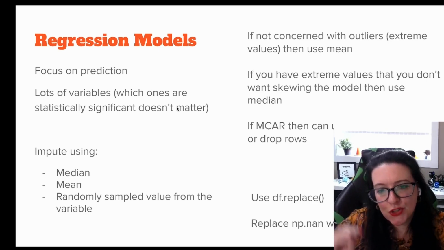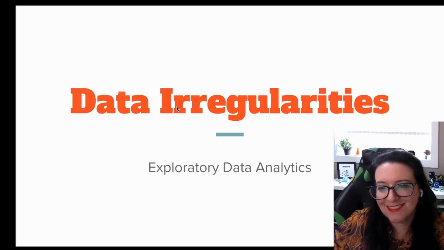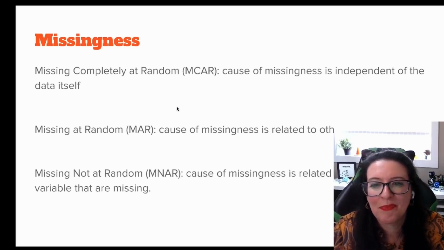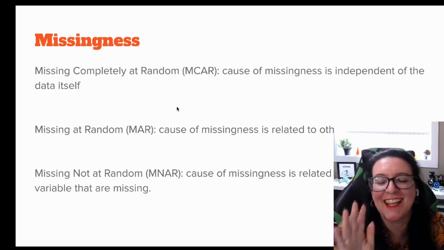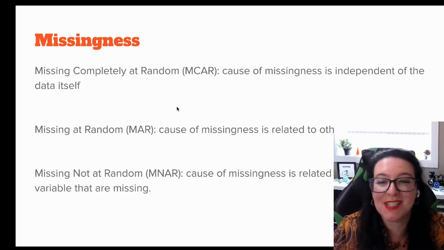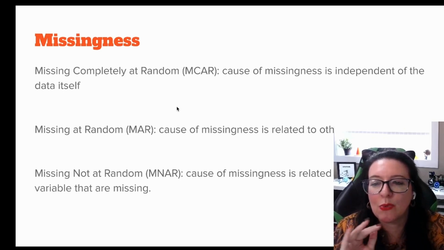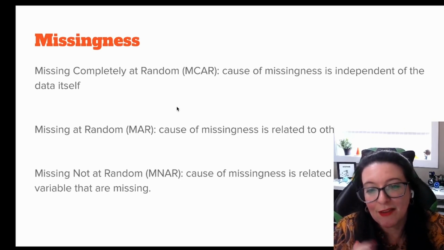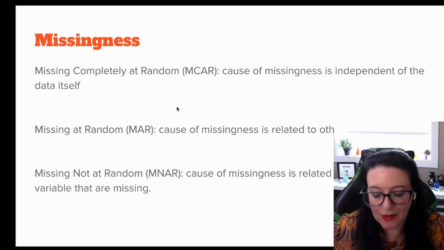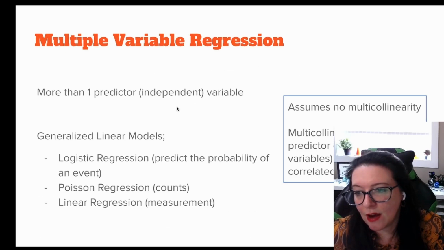If you are certain that you have MCAR, so just to go back to the different types of missingness, if you are confident that your missingness is independent of the variable that has the missing information, and the variables that are being used in the model that don't have the missing information, if you're certain that the reason it's missing is not related to any of those, so missing completely at random, then you can do the random generation of that data.